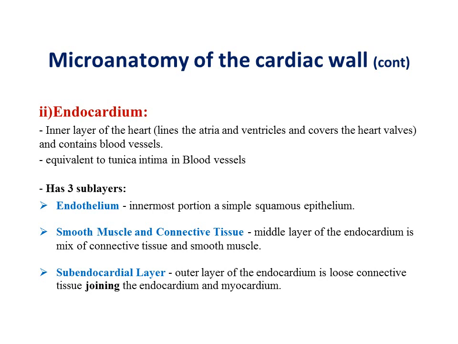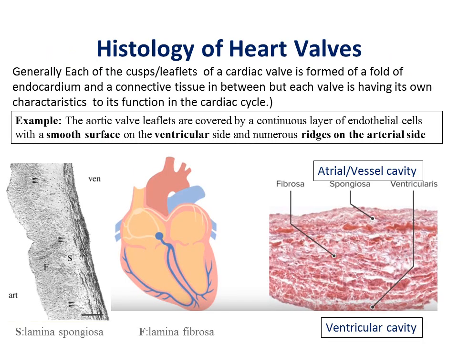But the smooth muscle and the connective tissue, this is the middle layer of the endocardium itself, is a type of mix of connective tissue and smooth muscle. The subendocardial layer, the outer layer of the endocardium, is loose connective tissue, and its main, very important function is the joining of the endocardium to the myocardium so as to be complete integrity and as if one block working all together. It is very important for the integrity of the function of the heart muscle.